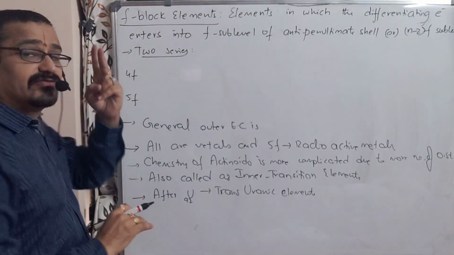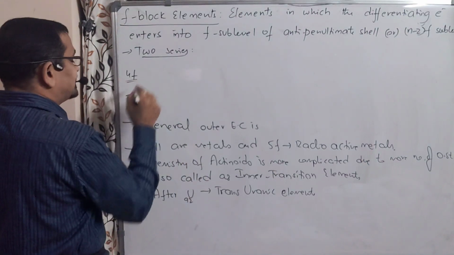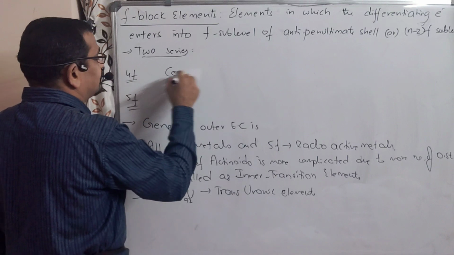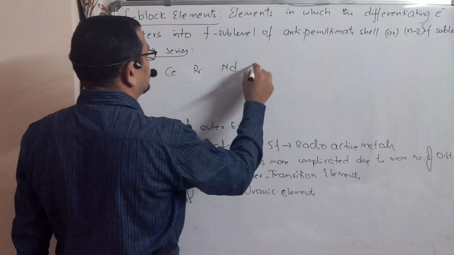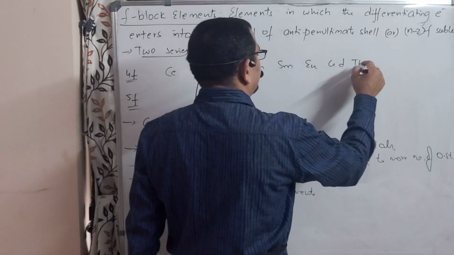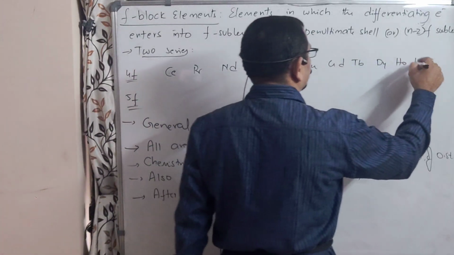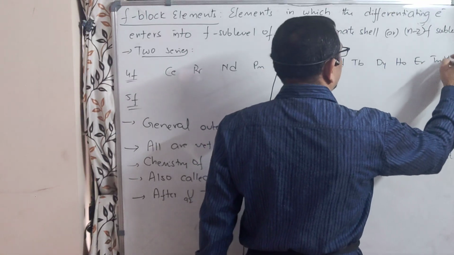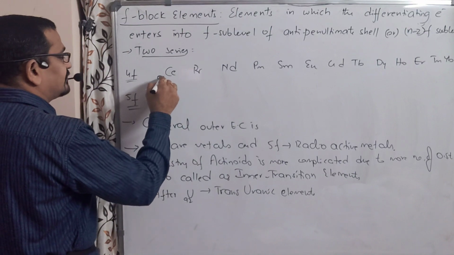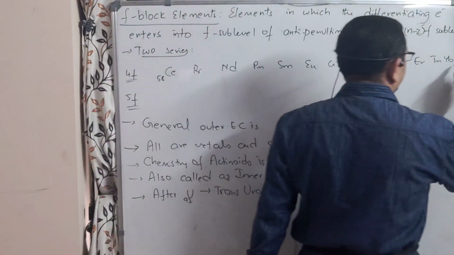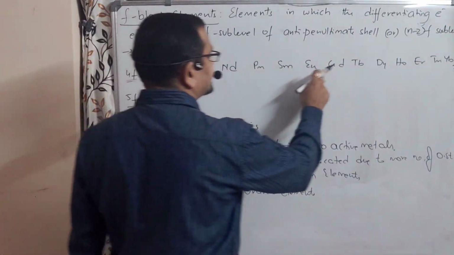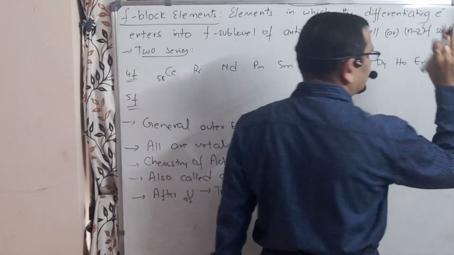These F block elements are of 2 series, namely 4F series and 5F series. What are the members of 4F series? Cerium, praseodymium, neodymium, promethium, samarium, europium, gadolinium, terbium, dysprosium, holmium, erbium, thulium, ytterbium and lutetium. These atomic numbers are from 58 to 71. So 14 elements will come.